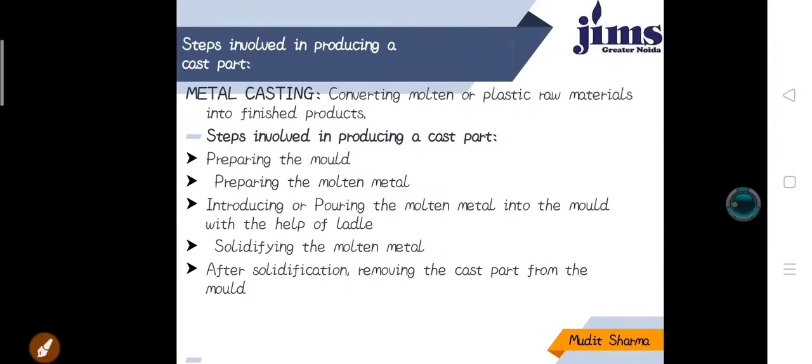Now, what is metal casting? Metal casting is converting a molten or plastic raw material into a finished product. What are the common steps we use in metal casting? Firstly, we prepare the mold, then we prepare the molten metal, then we introduce this molten metal with the help of a sprue, and solidify the molten metal, and after solidification we remove the cast part from the mold. In different sections of the PPT I will discuss each term related to casting.